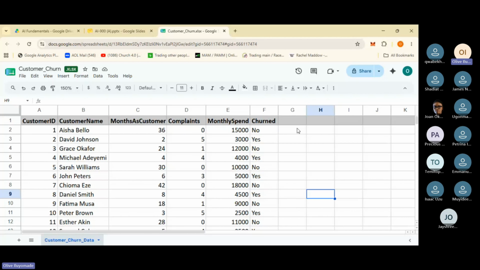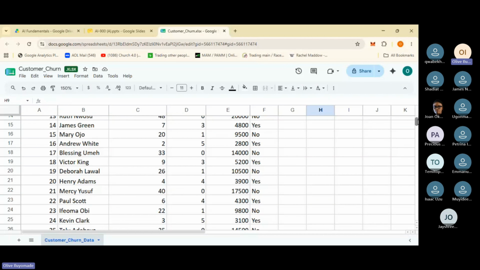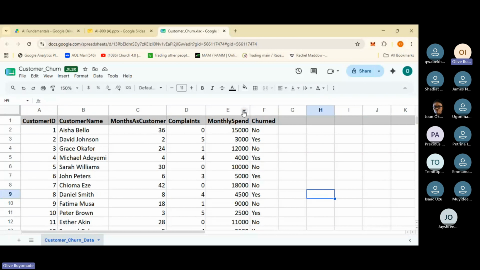Okay, what would you say about Choma Eze? Number 7. Satisfied customer. Satisfied customer, right? Why would you say he's satisfied? Been there for long, and from what I'm seeing here, she has the highest monthly spend and no complaint. I really like that. You say he has the highest monthly spend. Okay, what I'm going to do is we'll check whether he has the highest or not.